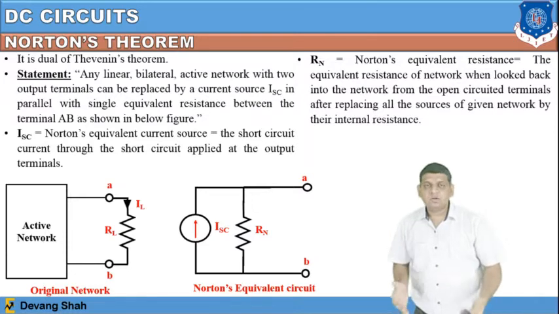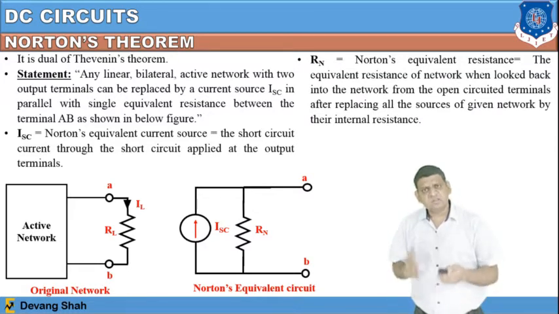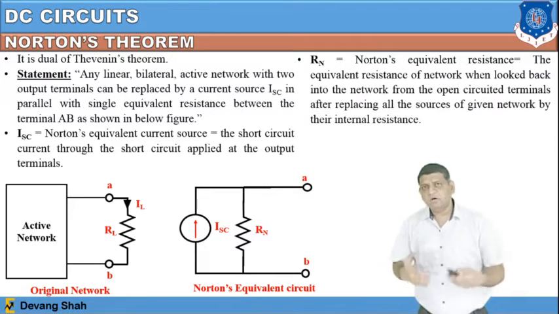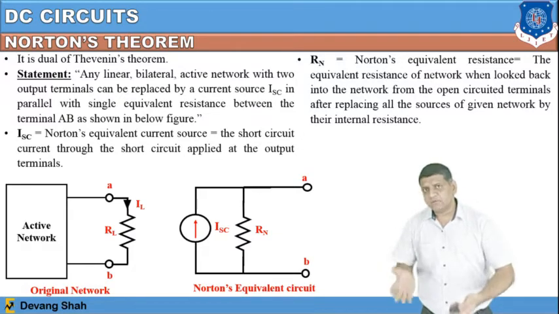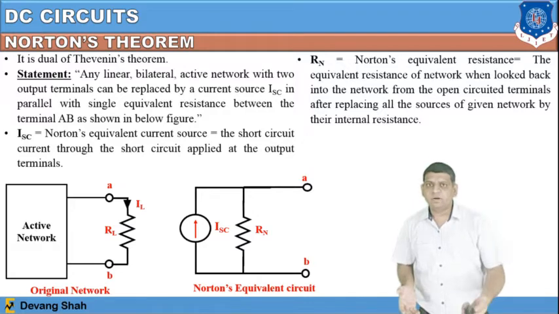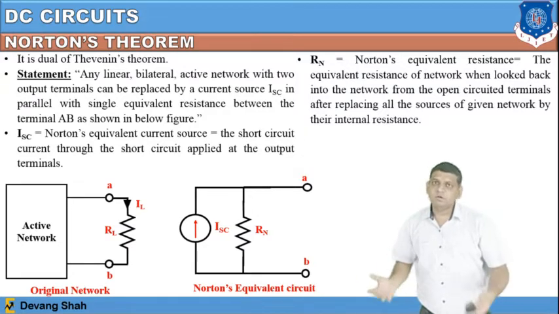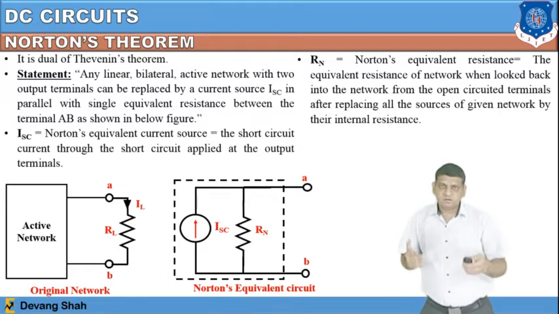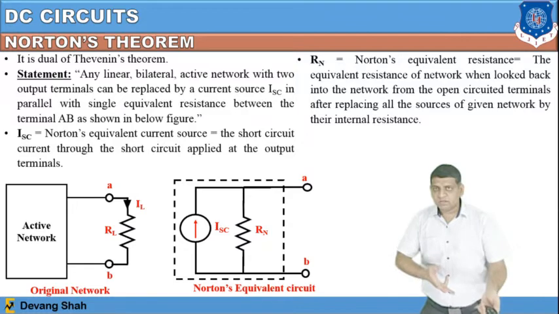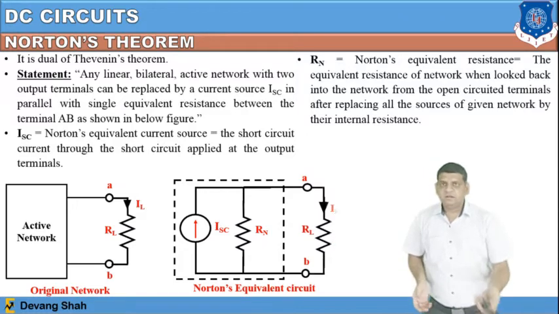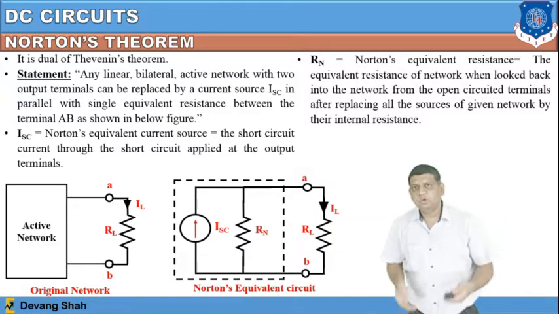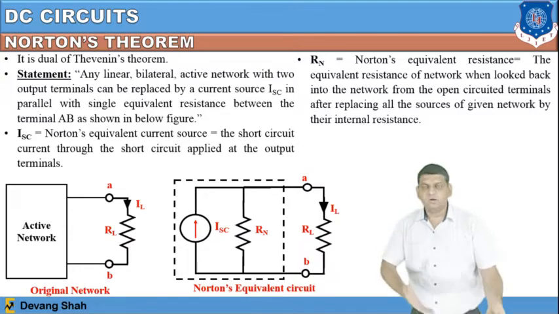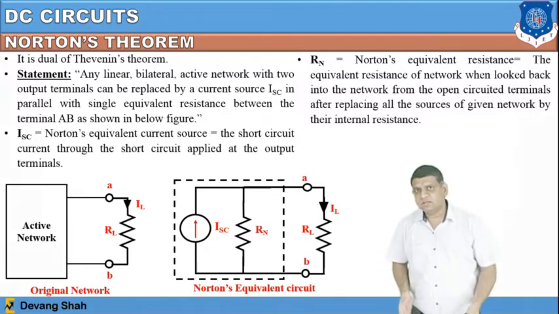Same way, RN is called the Norton equivalent resistance. Now, this is the same resistance, using the same method that we used in Thevenin's theorem. That way, you can also find the Thevenin equivalent resistance, or it is also defined as the Norton equivalent resistance, right? Now, here you can see the complete active network is converted into two components. One is called ISC, another one is called RN, and both are in parallel. Then you can connect your load resistance, where the actual current passing through RL is IL, right?